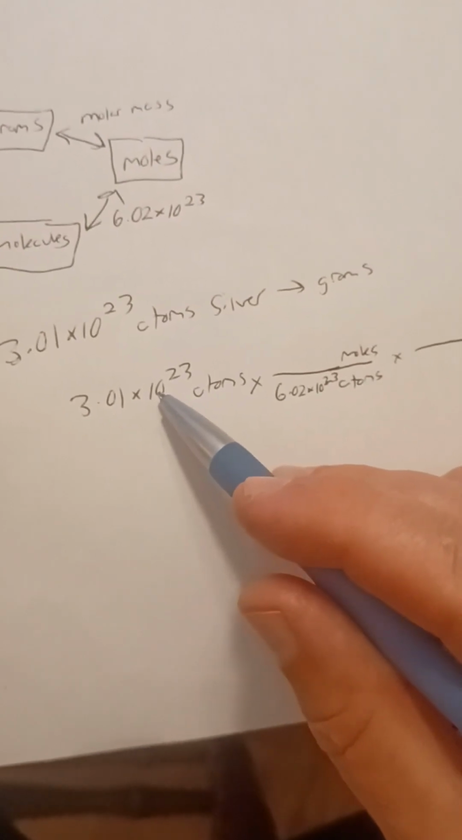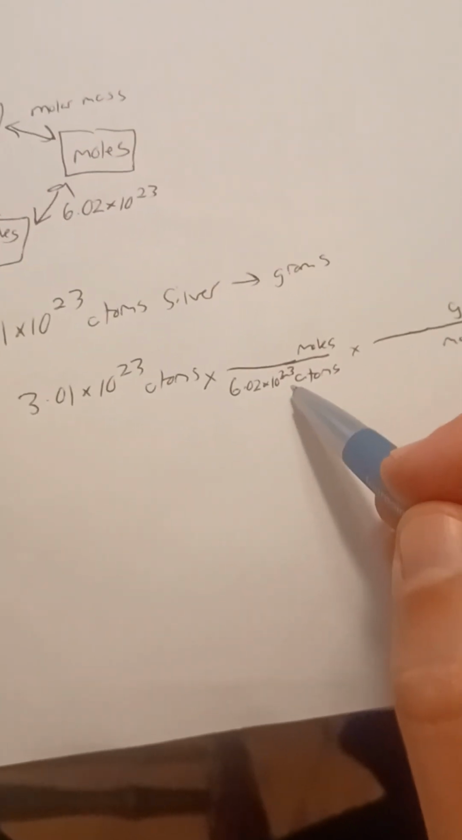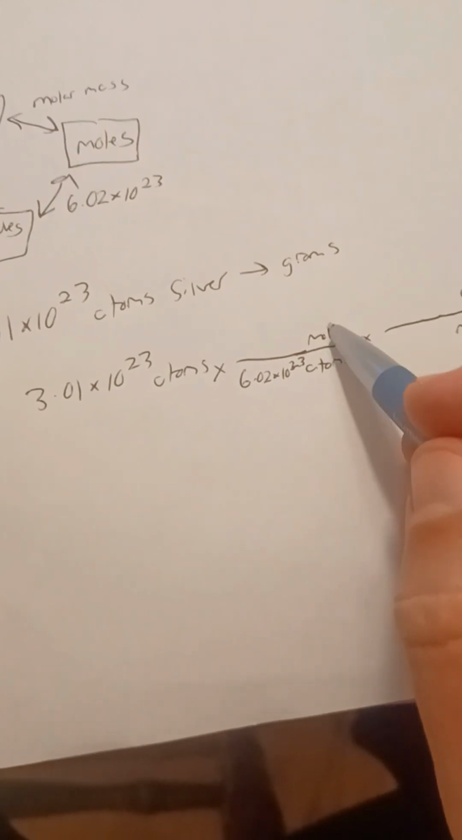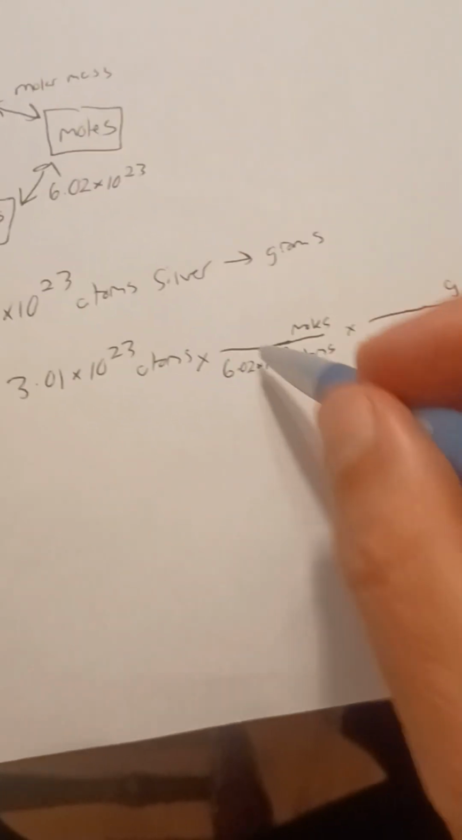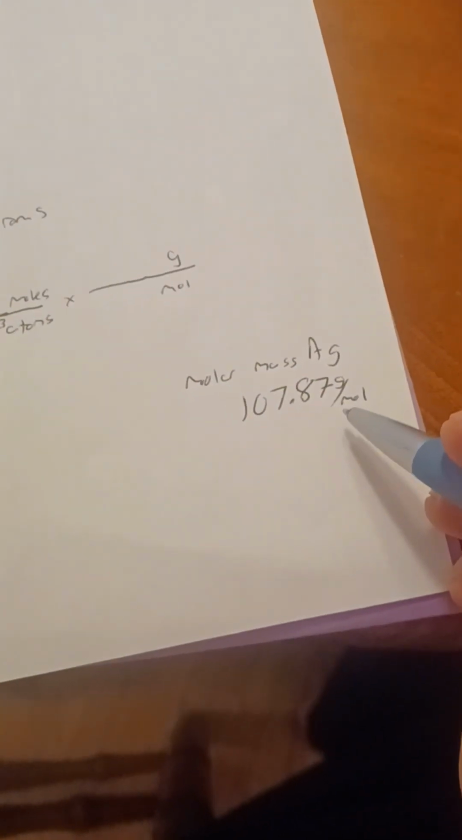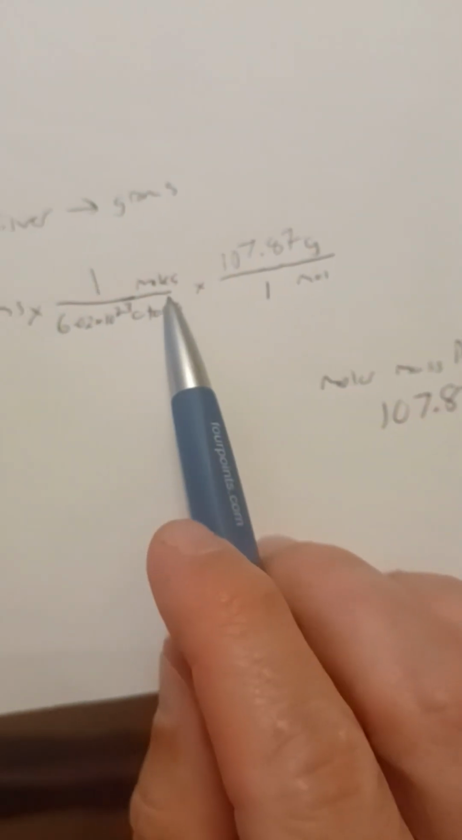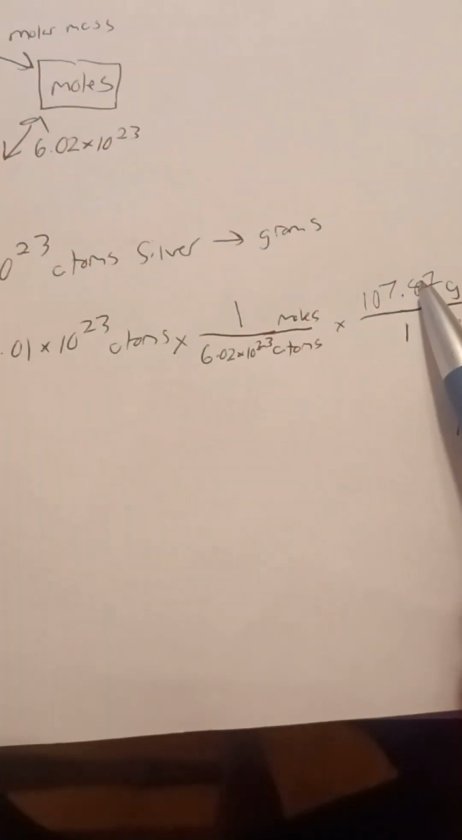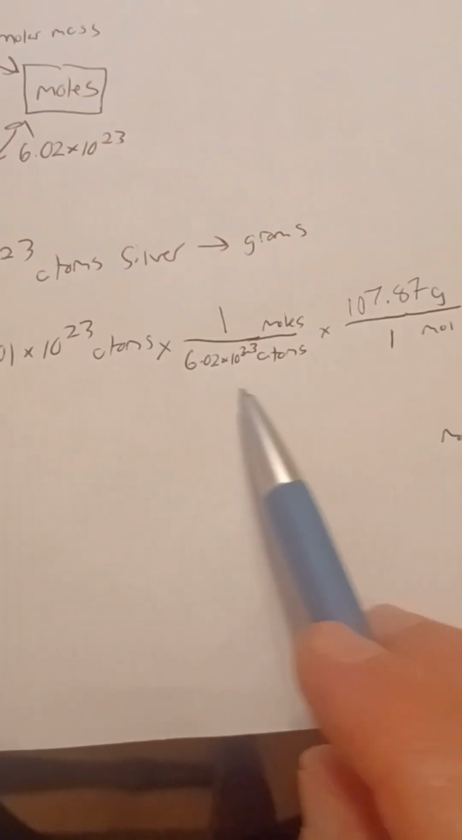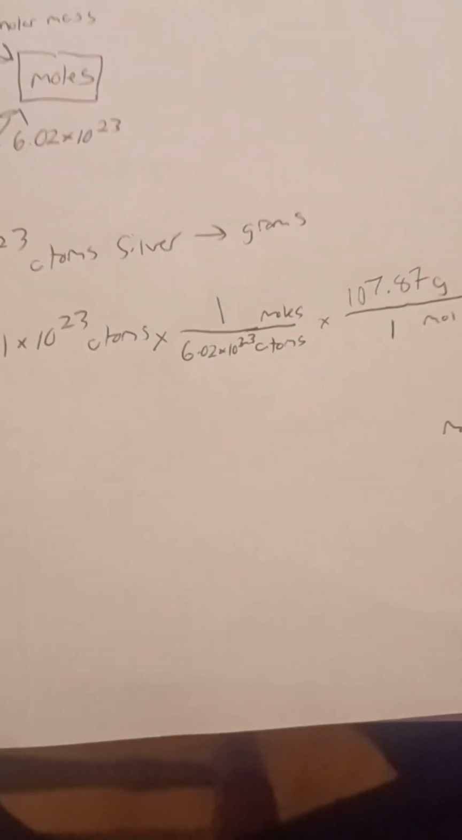So if we start here, we have 3.01 times 10 to the 23rd atoms. So you're going to put atoms on the bottom because that's what you have. Moles go on the top. So 6.02 times 10 to the 23rd atoms, and you're going to have 1 mole on the top. And then we got to look up the molar mass of silver, which is 107.87. That just comes straight from the periodic table. So in 1 mole, there's 107.87 grams. Okay, so we're going to take this, multiply it by 1, multiply it by 107.87, and then whatever you get, you're going to divide by 6.02 times 10 to the 23rd, and that'll be your answer there.